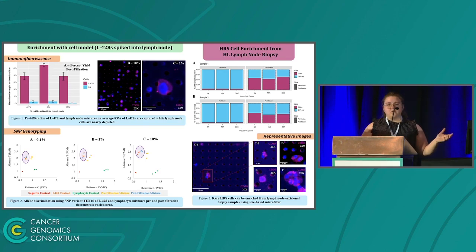Our next steps here are to look at a few additional samples using our immunofluorescence method. We're also in the early stages of optimizing some FISH probes to look at the HRS cells that way, and we also want to extract DNA from the HRS cells and do some additional sequencing that has not yet been done on these cells.